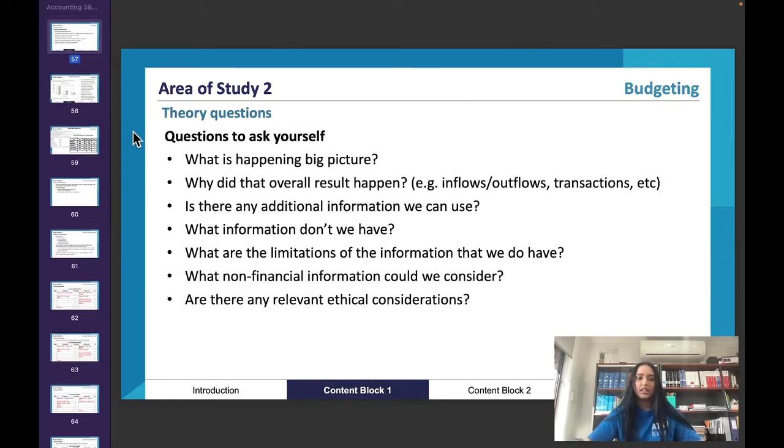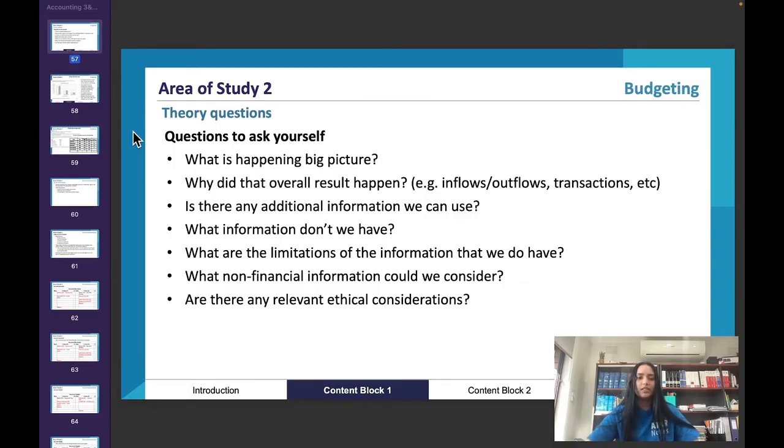What are the limitations of the information? For example, with financial indicators, each indicator has its own limitations. It has its strengths, but it also has limitations, and you need to really know that. Non-financial information we can consider, so like I was saying before, Christmas time would be non-financial information. It could also be customer satisfaction, customer service, any of that.